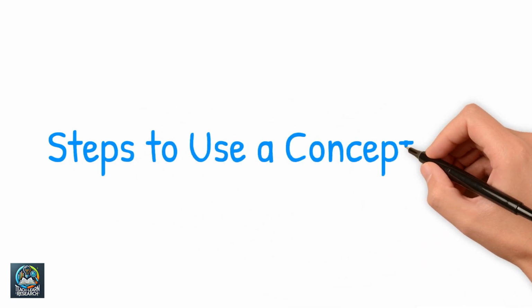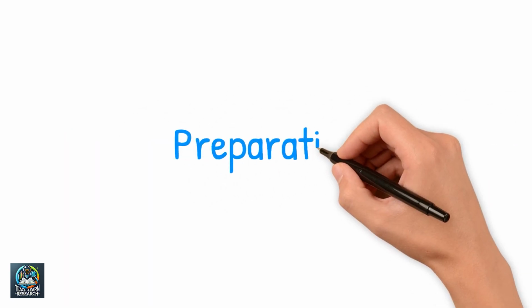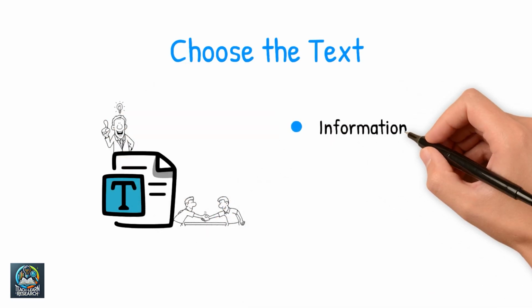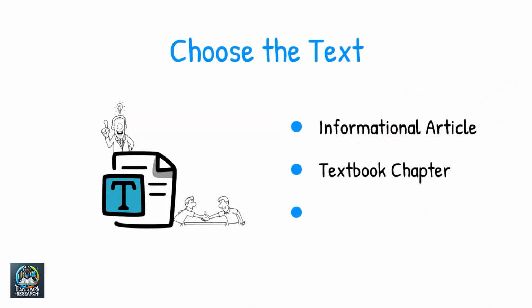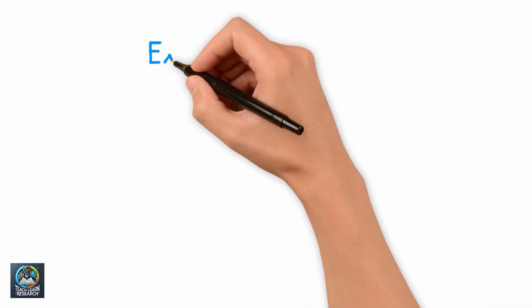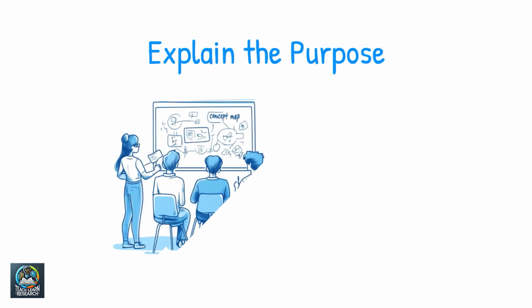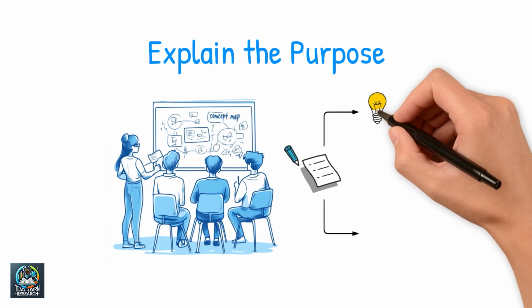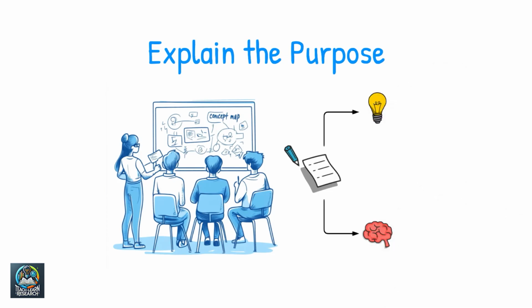Steps to use a concept map. Preparation. Choose the text. Select a text that is rich in concepts and relationships, such as an informational article, textbook chapter, or scientific paper. Explain the purpose. Discuss with students the purpose of using a concept map to visually organize and summarize information by showing the relationships between concepts.